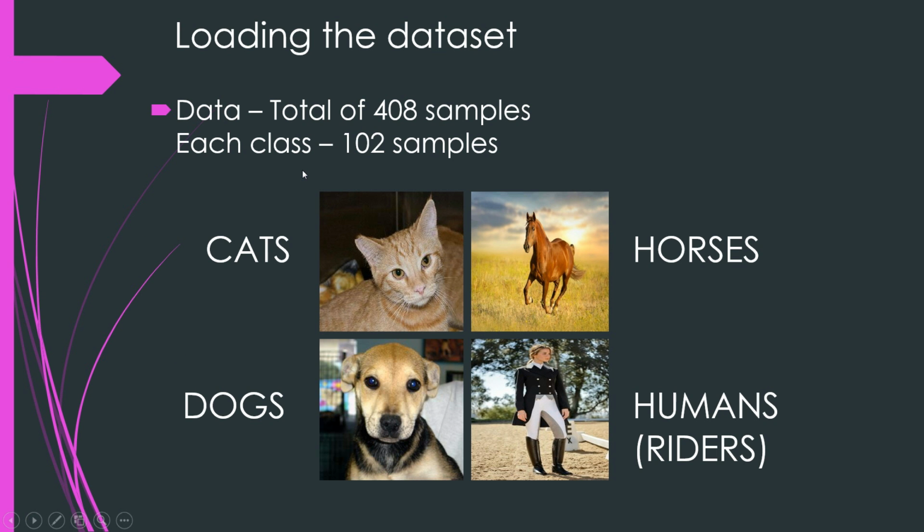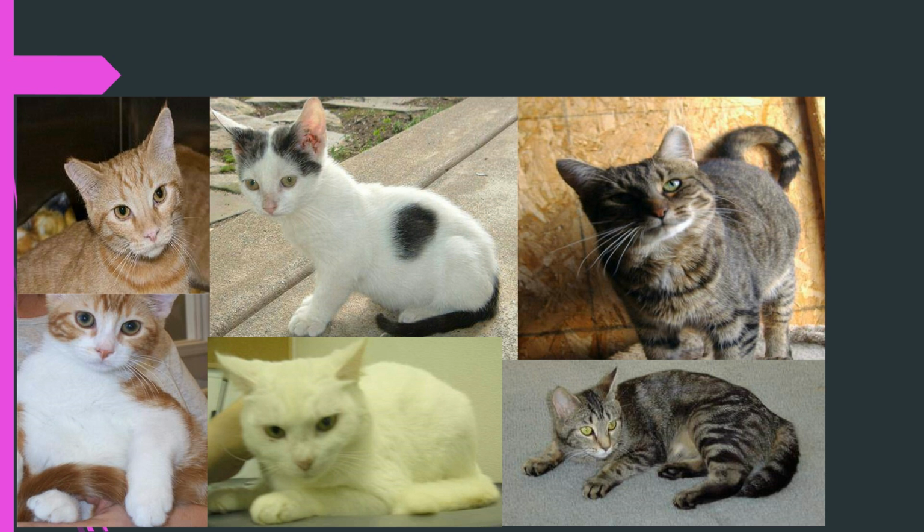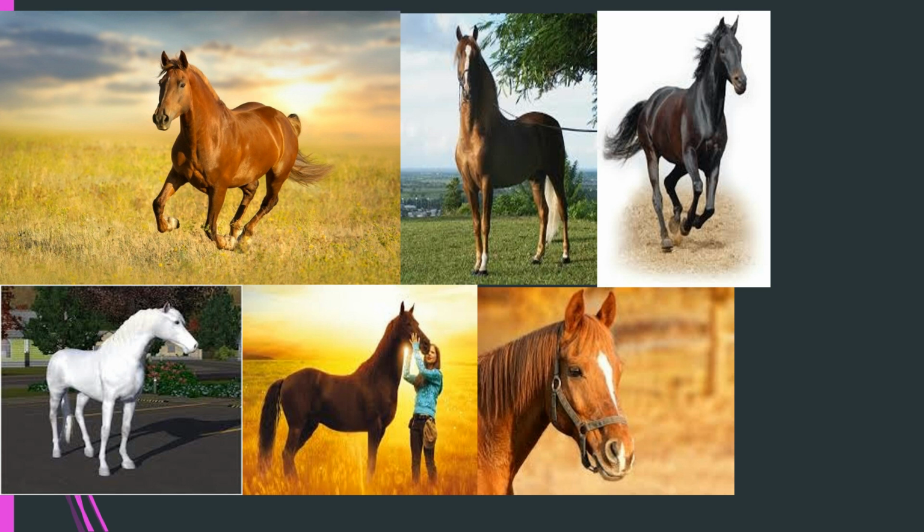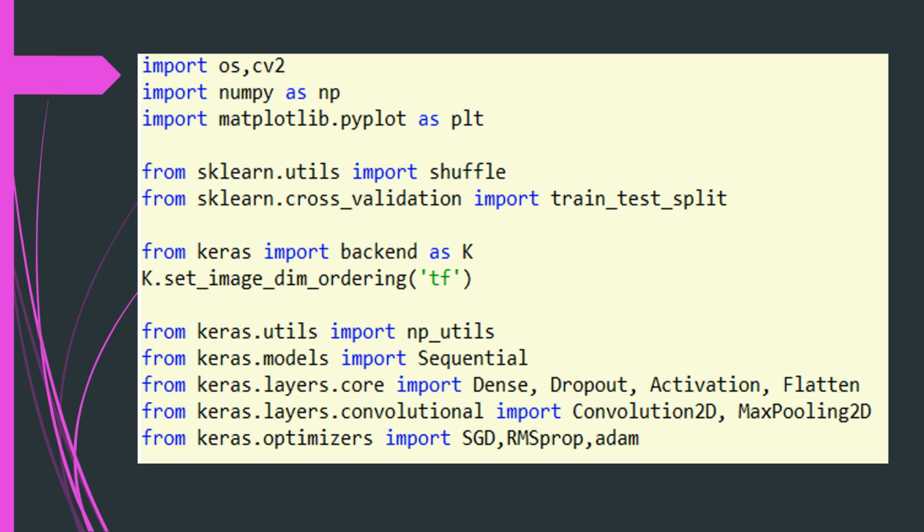I have a dataset of 4 categories: cats, horses, dogs, and human riders. There are a total of 408 samples, and each class has 102 samples. These are some examples of the cats, some examples of the dogs, and some examples of the horses and human riders. First let's understand the code in the slides, and then later we can implement it.